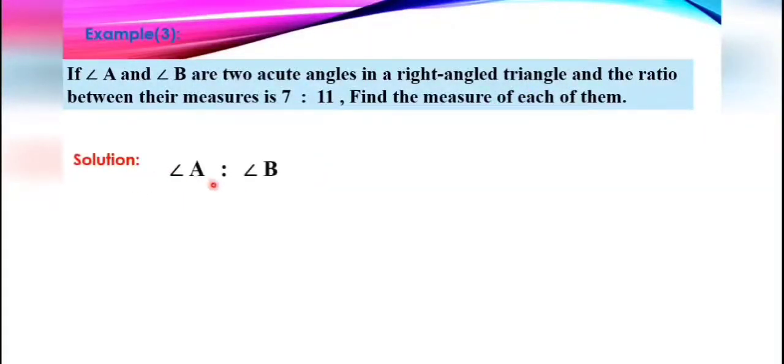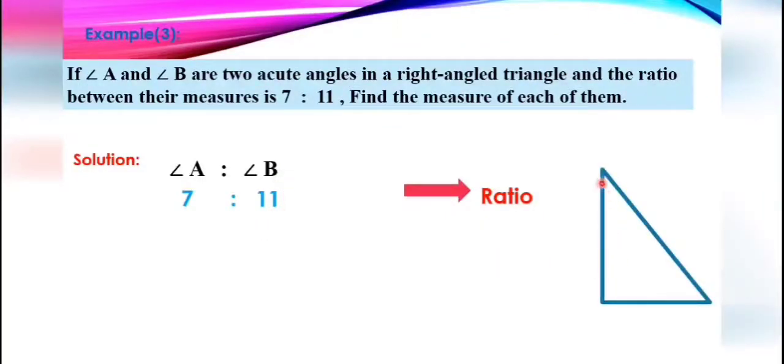So let's try to solve the exercise by writing the head of the ratio. Head of the ratio, angle A and angle B. It is the only given I have here, 7 to 11. So I don't have anything except the ratio between angle A and angle B. So do I have the real value of angle A? Do I have the real value of angle B? No, I don't have any real values of the two angles. So it is definitely not case 1.